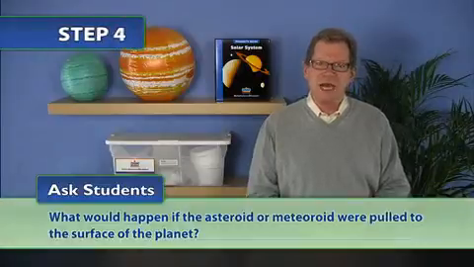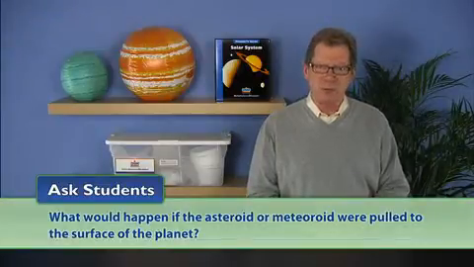Guide students to understand that in this case, the meteoroid might behave in several ways. It might come towards the planet but travel past it. It might go into orbit around the planet, or it might be pulled all the way to a planet's surface. Next, ask students what would happen if the asteroid or meteoroid were pulled to the surface of the planet.